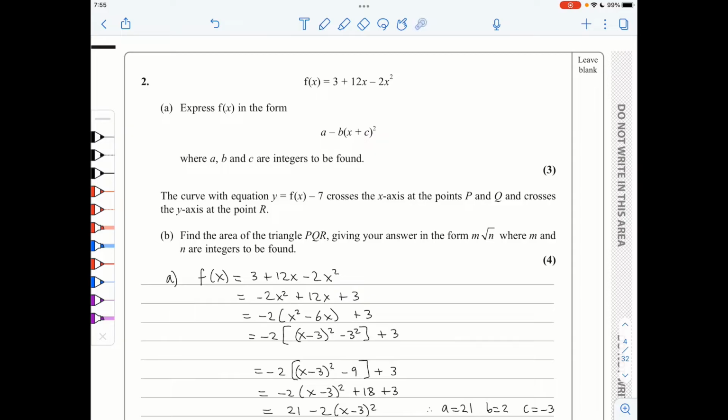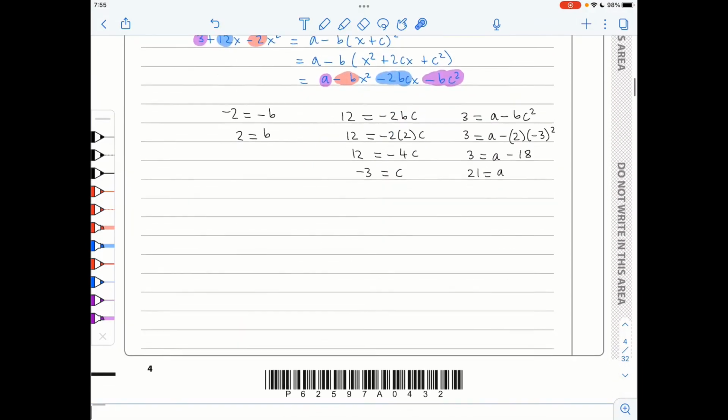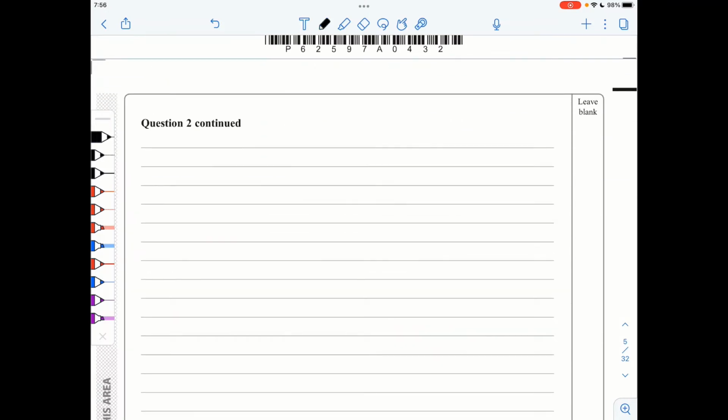Now the curve with equation y is f of x minus 7 crosses the x-axis at the points P and Q and crosses the y-axis at the point R. Find the area of triangle PQR, giving your answer in the form m root n, where m and n are integers to be found. So I will start by saying that I'm dealing with y is f of x minus 7, which according to the work done in part a is simply 21 minus 2 bracket x minus 3 squared minus 7, so it's 14 minus 2 bracket x minus 3 squared.